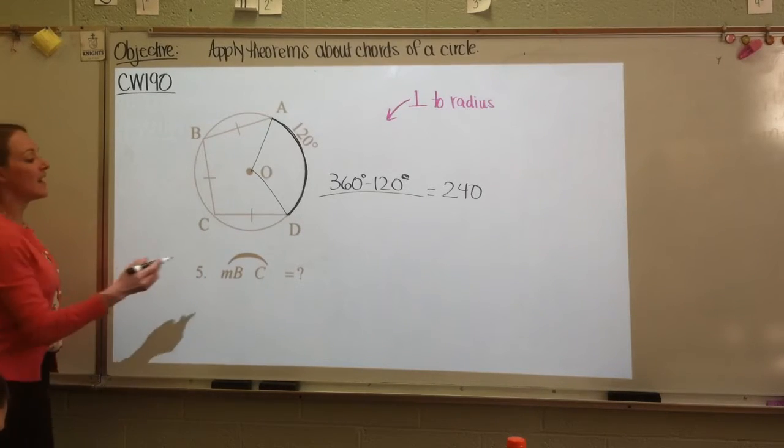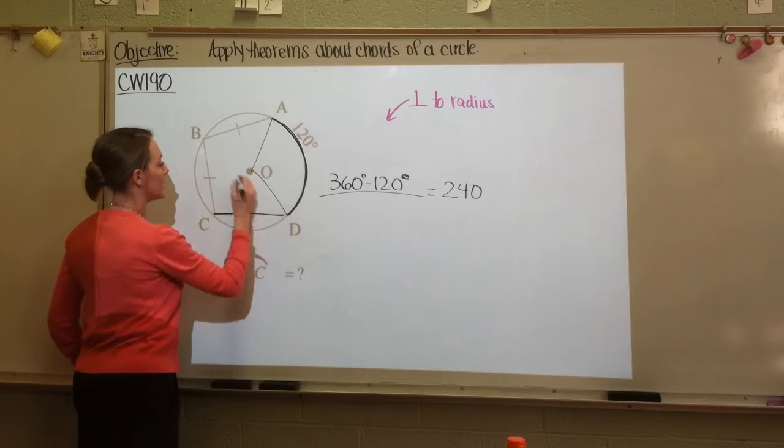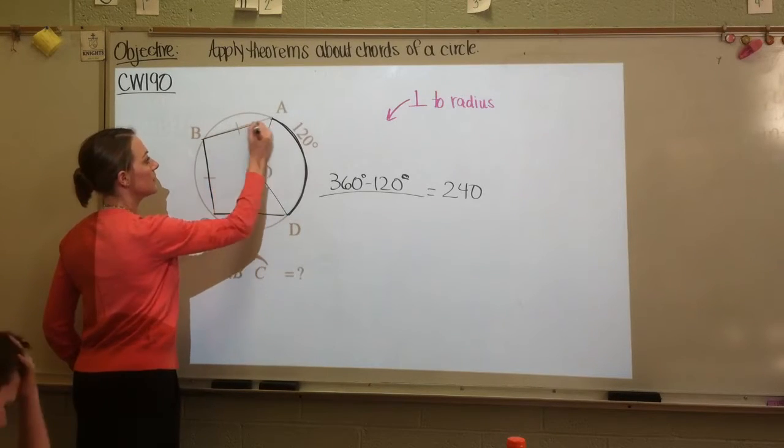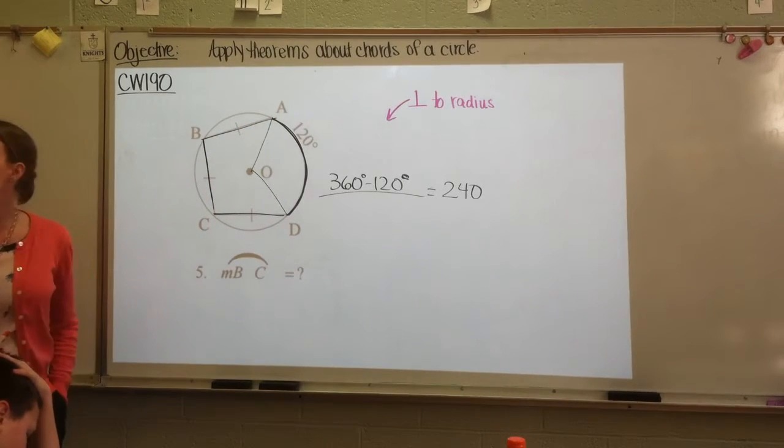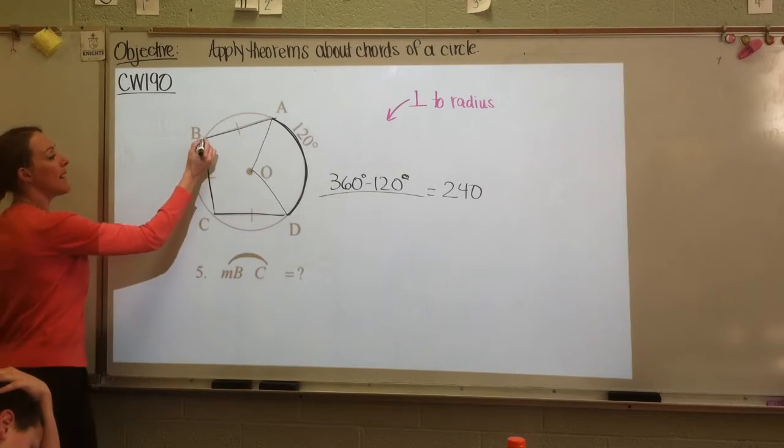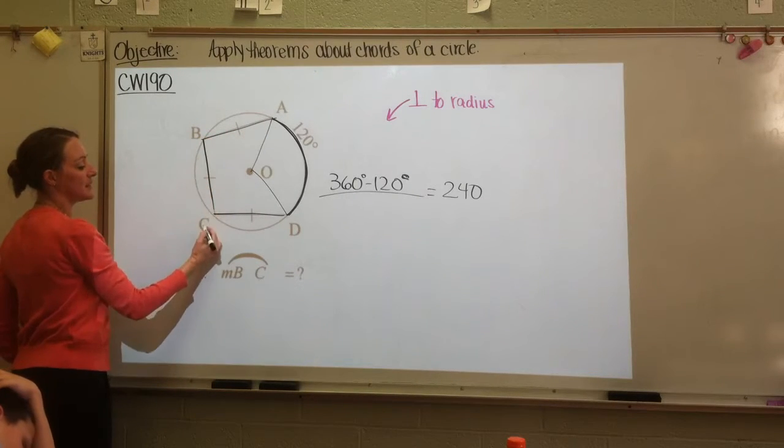All right, so what do I know about these three segments? They're congruent. So if those three segments are congruent, what do I know about arc AB, arc BC, and arc CD?